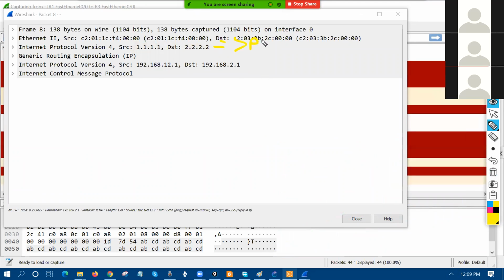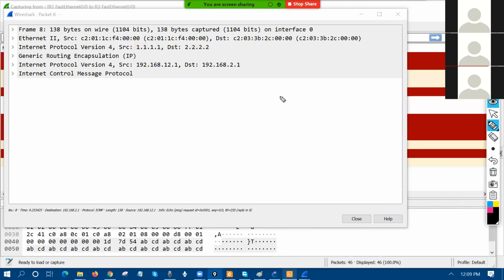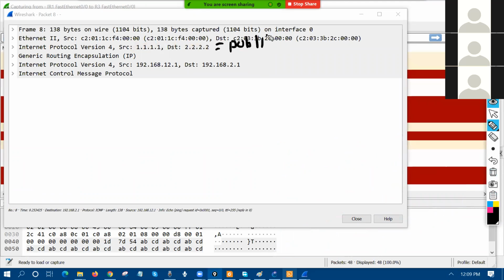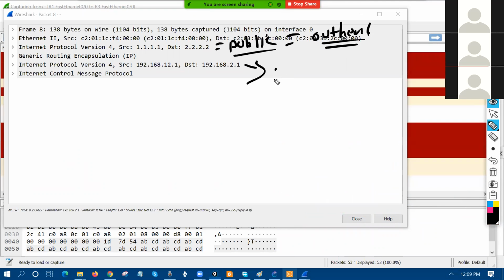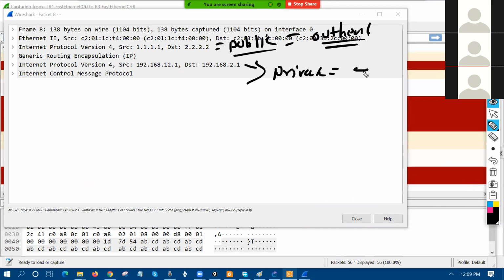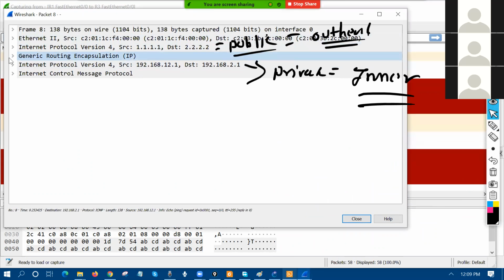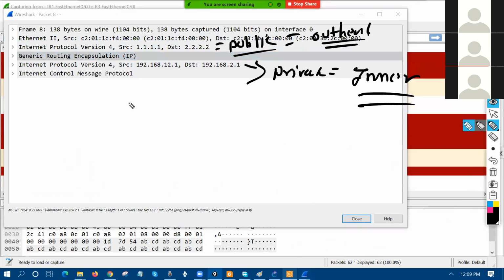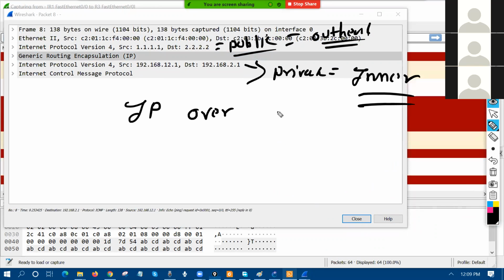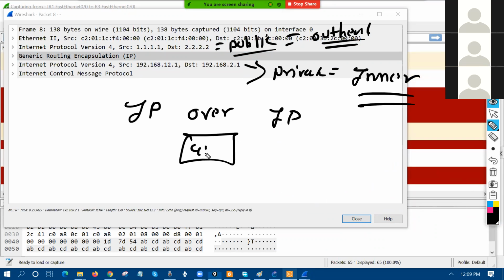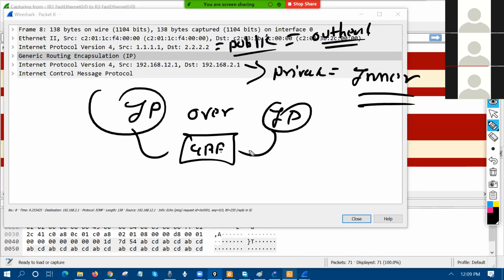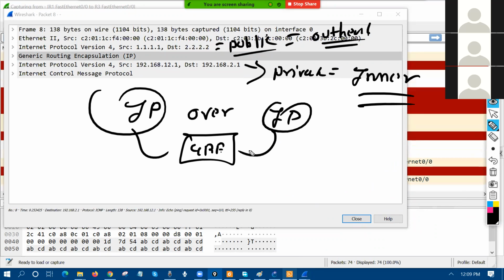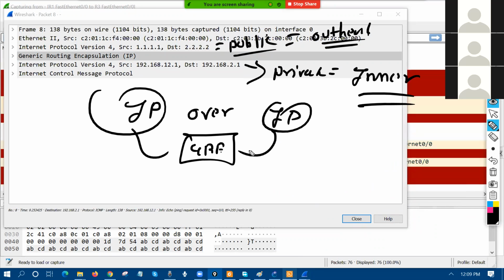This is my public, or we can say the outer header, and this guy is my private. We can say inner header, and after that we have a GRE encapsulation. In between we have, so we can say, the IP over IP. GRE is there, encapsulating your IP packet over the IP. That is done by the GRE.